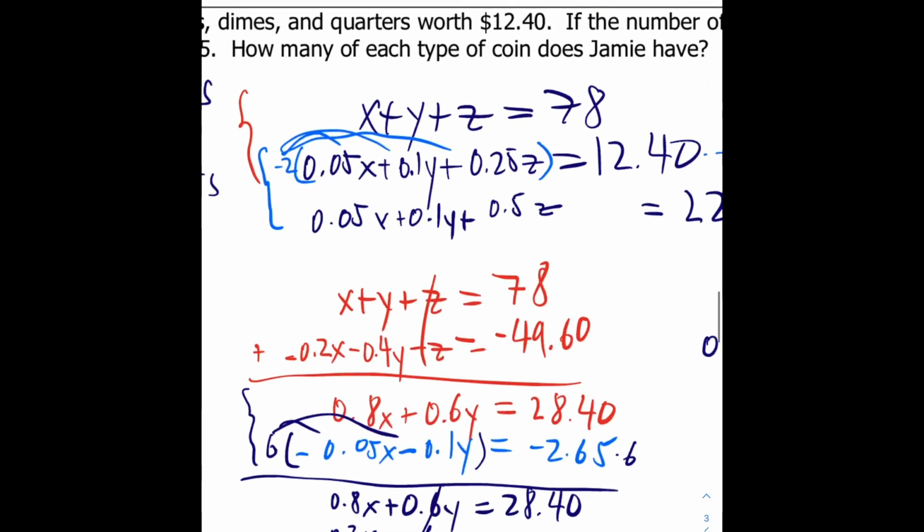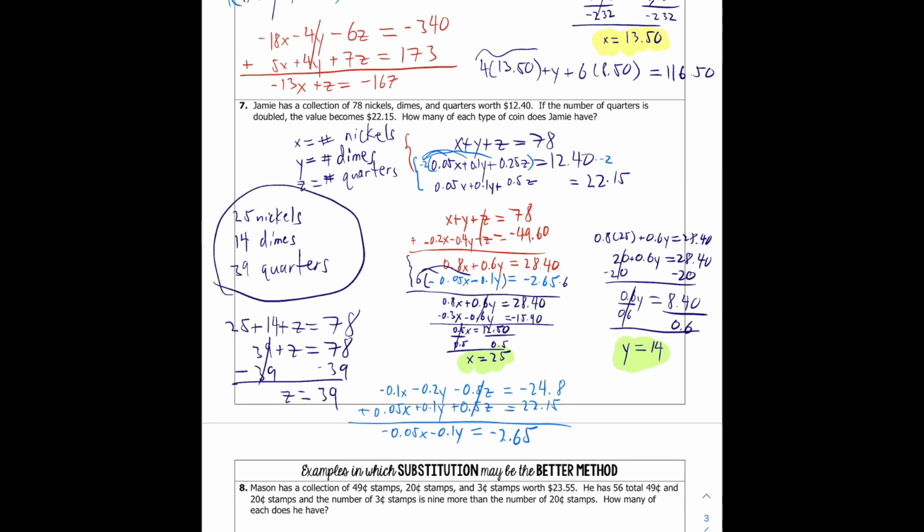All right, and then we can just use this x plus y plus z. The total number of coins he has is 78. So his 25 nickels plus his 14 dimes plus the number of quarters he has equals 78. Okay, that's 39 plus z equals 78. Subtract 39 from both sides. 78 minus 39 equals 39. So he's got 39 quarters. Right, so this is my final answer here, okay?